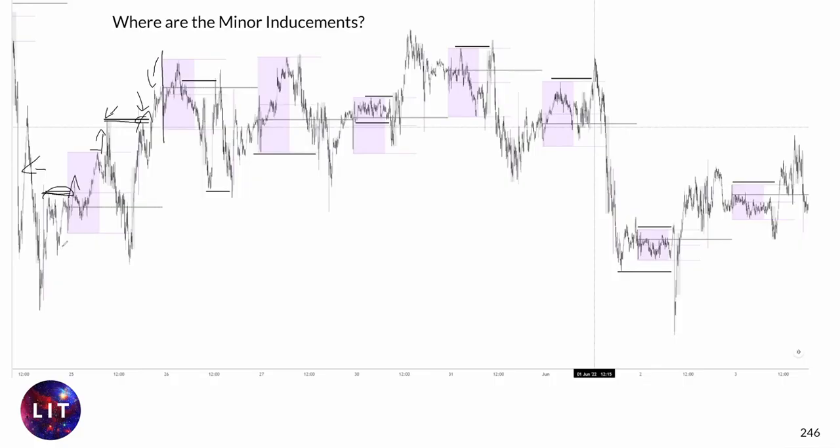But guess what? This inducement is obviously the inducement of this one, but this right here is to the left of the day. So this inducement to the low side is not minor anymore because it's outside, not intraday anymore. Okay, so let's walk it through actually. Next day, right? This is the day.